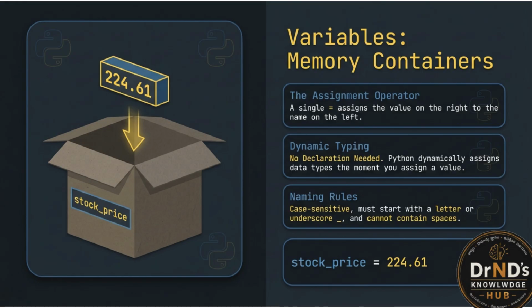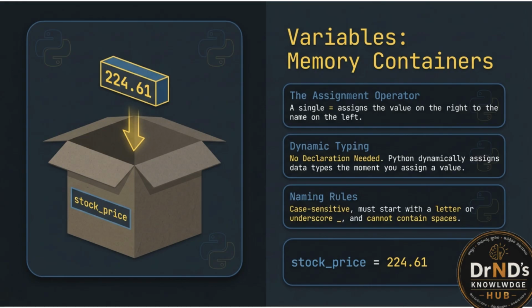So, a variable is simply a named container used to store information in memory. We use the assignment operator to place a value inside the variable, and Python automatically determines the data type of the stored value. Now that we understand what variables are, let's move on and explore the different types of data that variables can store in Python.